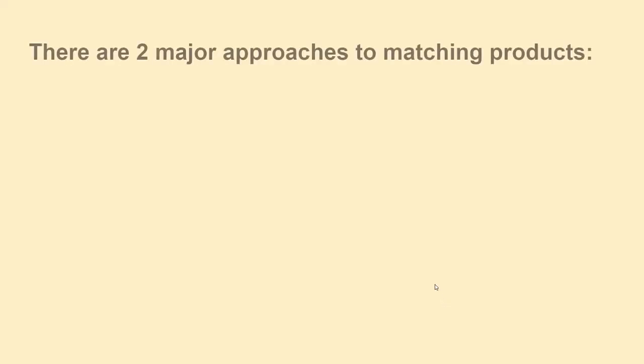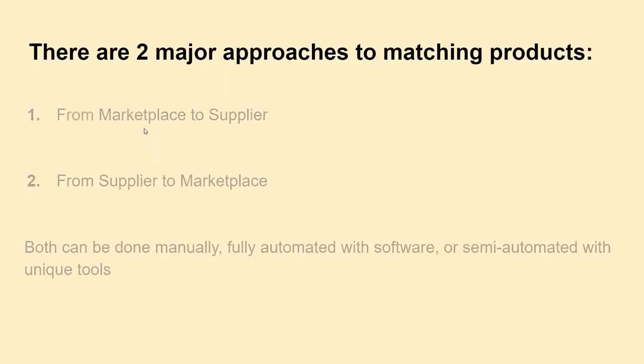And so when you do that, there are really two major approaches that you can take, or two major directions you can go in. One is you can start with the marketplace, meaning you can start on Amazon or you can start on eBay or Facebook, and then you can find a product on there and try to locate that same product at a supplier. Or you can go to your supplier website, look at the products in there, and see if you can find the same product on the marketplace.